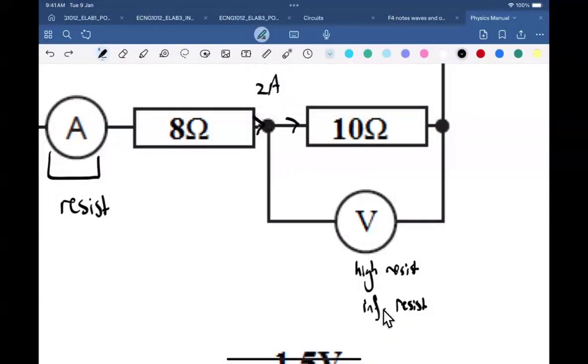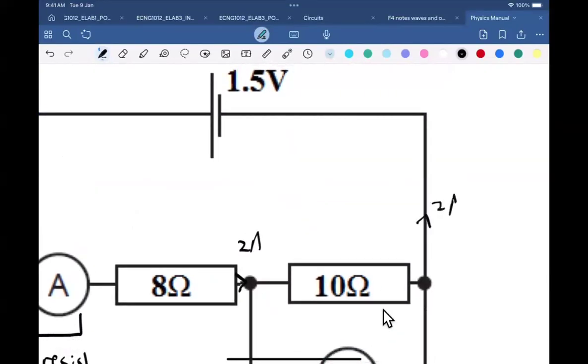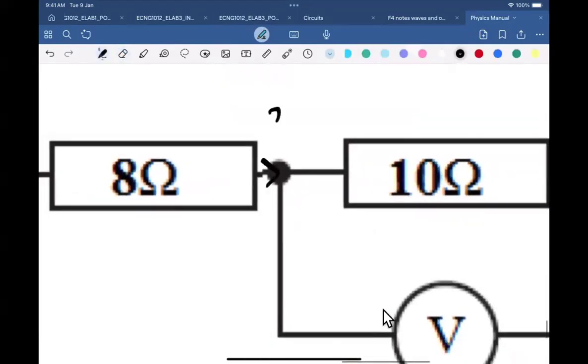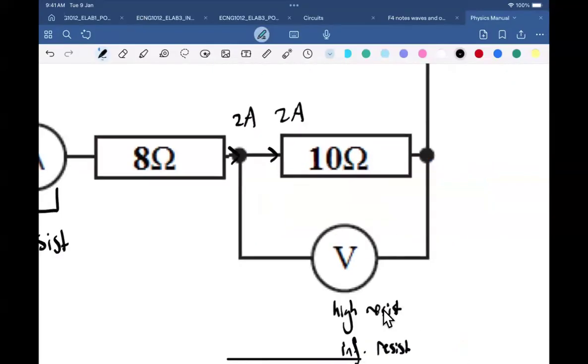Wait, let me give you another example so you understand it. Justin, if I have 2 amps over here, how much current should I have over here? 2. 2, right? Exactly. So if the current over here is 2 amps, then the current over here should also be 2 amps, right? But if I have a voltmeter and the resistance isn't high, what's going to happen? Let's say now you have 1.5 amps and 0.5 amps. Wouldn't that affect the circuit?